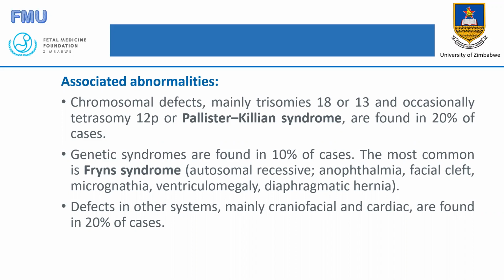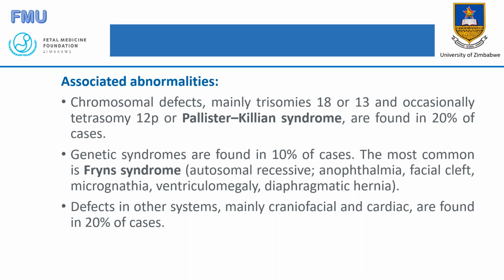How do we identify this one? Anophthalmia. Anophthalmia means absent eyes. We have seen a baby with anophthalmia already in our unit where there were no eyes. So don't say that these conditions do not exist. They do, where there is absence of the orbits. So anophthalmia, facial cleft, micrognathia, ventriculomegaly, and diaphragmatic hernia. All these are conditions which we have already come across. So again, a syndromic approach, and also using the OMIM, which is Online Mendelian Inheritance in Man website, will help us to know whether we have Fryns syndrome or not.